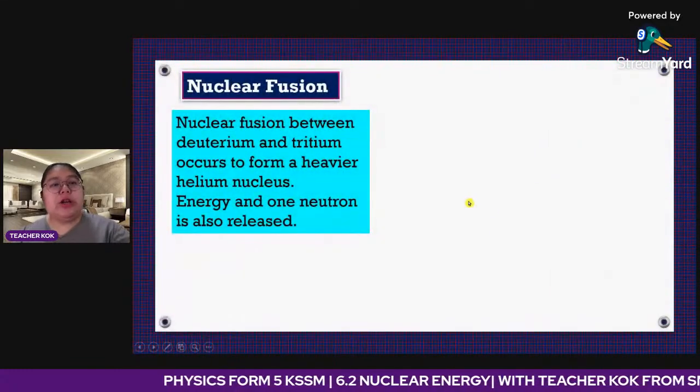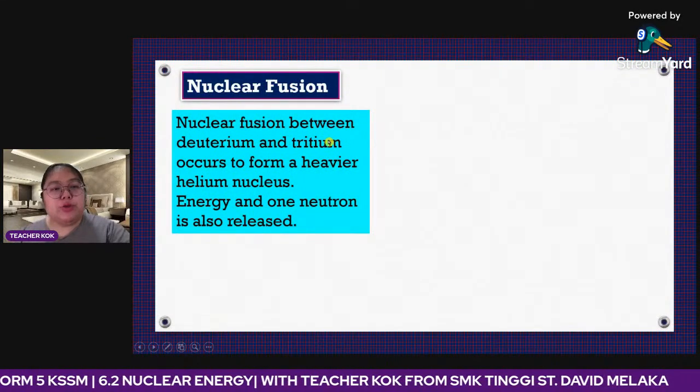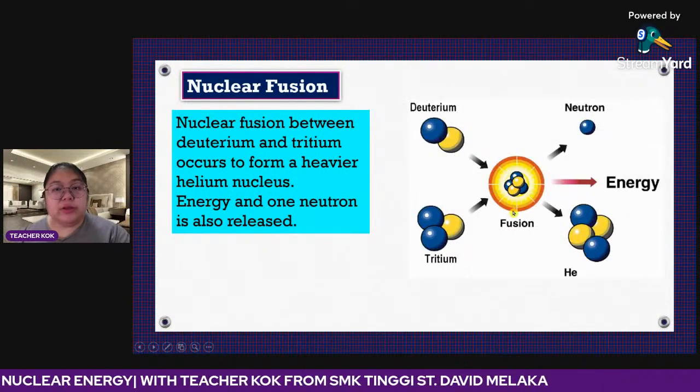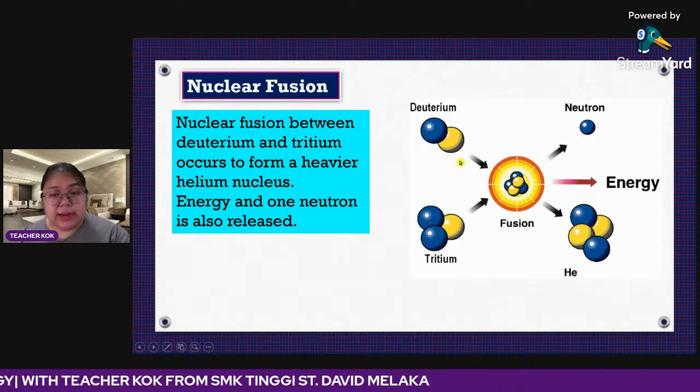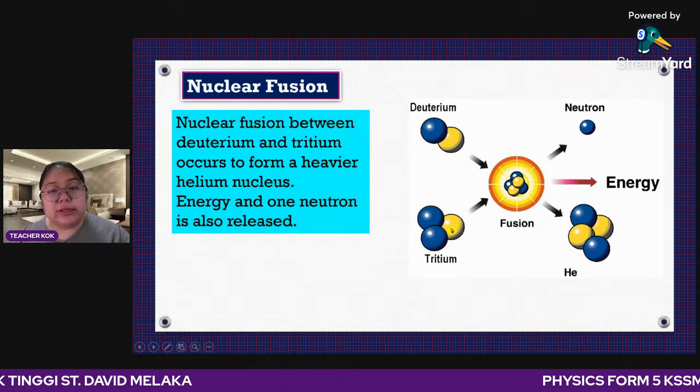So you can see the nuclear fission, nuclear fusion. Nuclear fusion between the deuterium. So we're using the lighter one. Deuterium is a lighter one. Okay, after that we got tritium. Tritium also is a lighter.